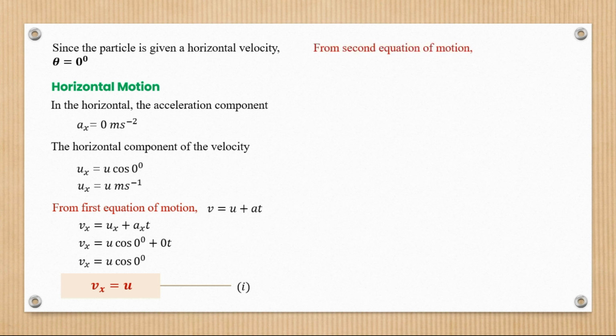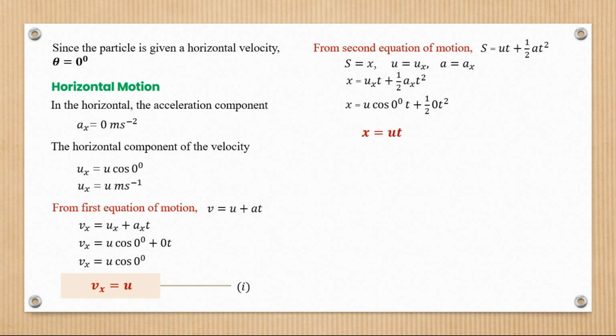And then from the second equation of motion, which is S is equal to UT plus a half AT squared, we shall convert S to be equal to X, U to be equal to UX, and A to be equal to AX. When you substitute those in, remember that theta value is 0. So we end up having X being equal to UT. And that's going to be our equation 2.